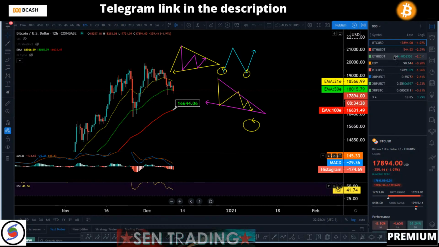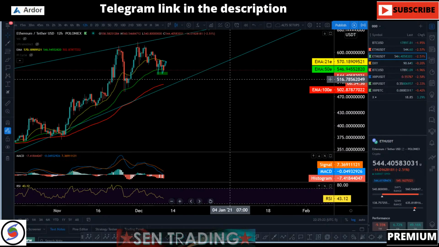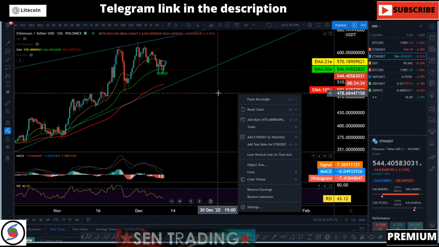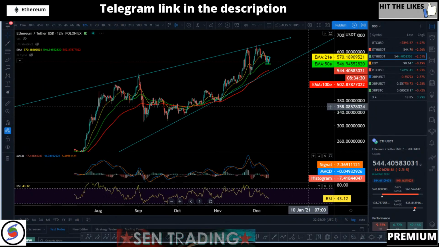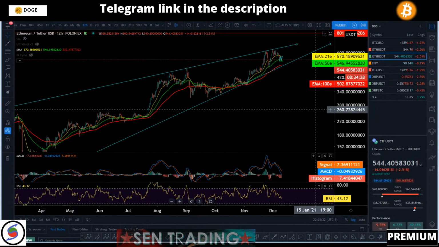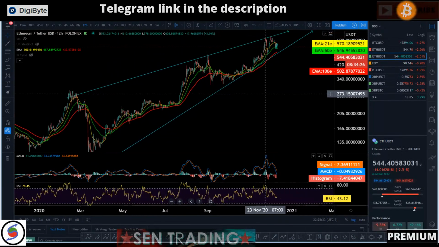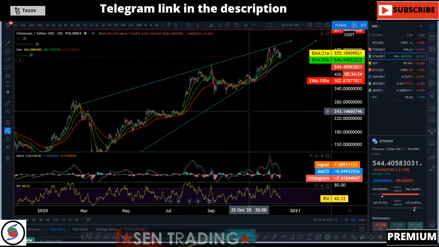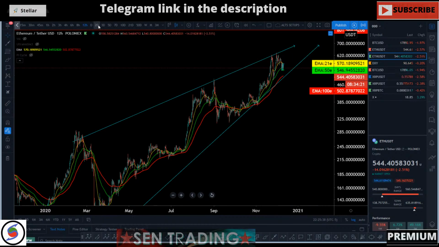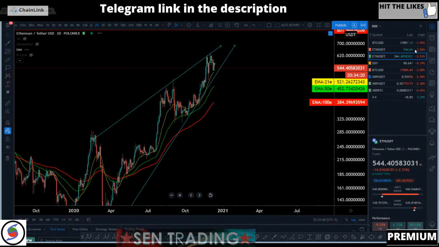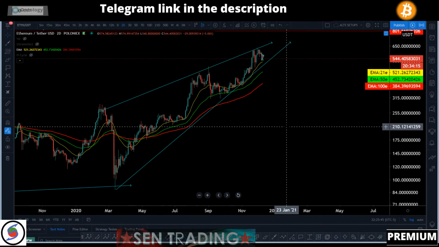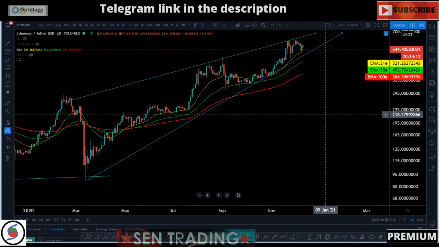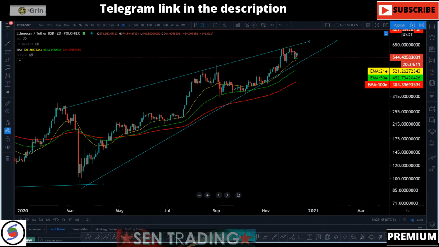Let's go ahead and take a look at Ethereum, right? So now Ethereum looks pretty much similar to BTC. It is following a nice trend line. Let's take a look at it on a 2-day basis. On a 2-day basis, you can see, and by the way, let me do this.